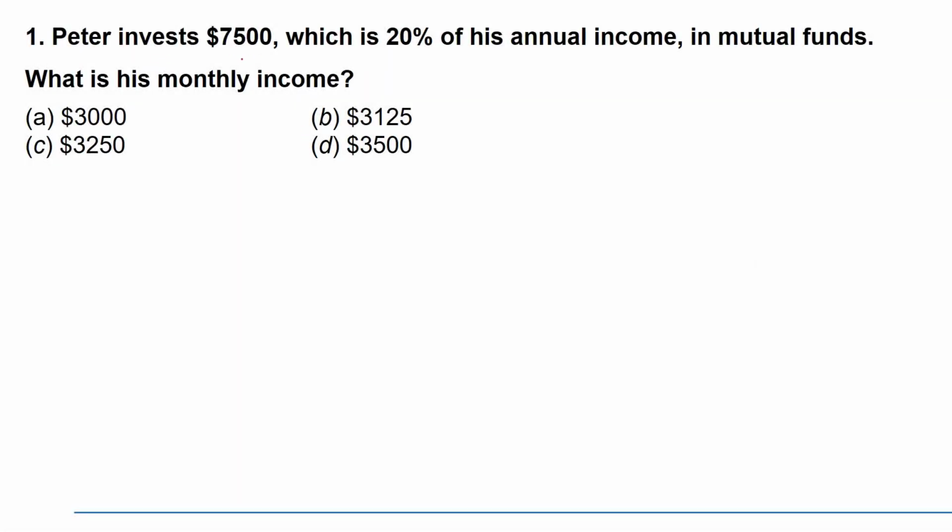First question. Peter invests $7,500, which is 20% of his annual income, in mutual funds. What is his monthly income? Okay. So let the annual income be X. Therefore, 20% of his annual income is equal to 7,500. 20% of X is equal to $7,500. Therefore, 20% is 20 by 100.